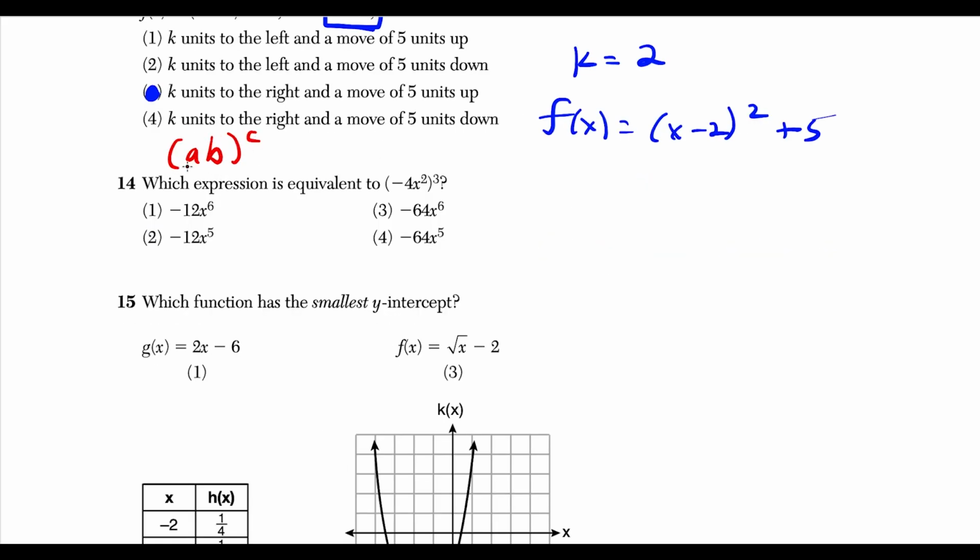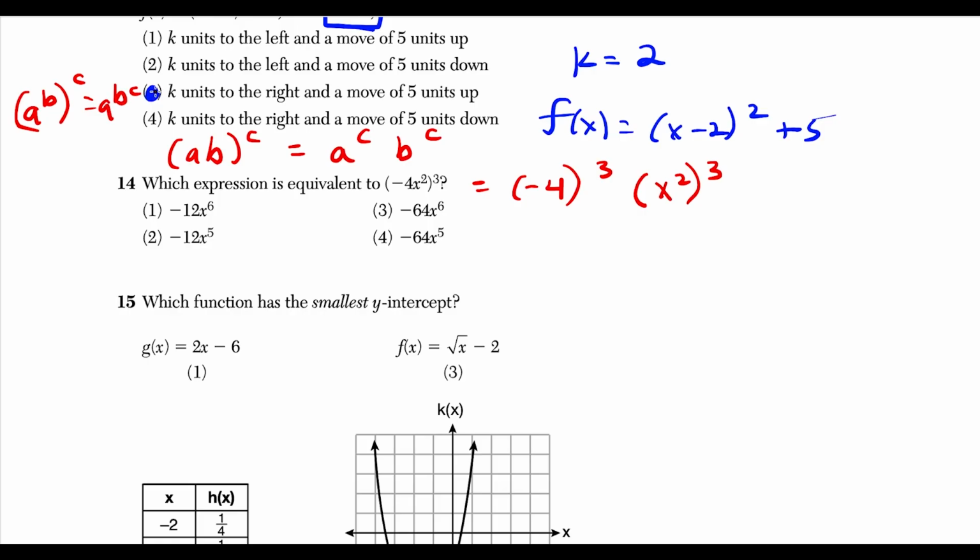When you have an expression like this, a times b in parentheses to the c power, this is the same thing as doing a to the c power times b to the c power. So this, we could say, is, make sure we use parentheses, negative 4 to the third power times x squared to the third power. Now there's another rule in algebra we need to know. A to the b to the c power is the same thing as a to the b times c. So negative 4 times negative 4 times negative 4, that's going to be negative 64. And then x squared to the third, we're going to use this rule. We're going to do x to the 2 times 3 is 6. So we're looking for this answer choice.